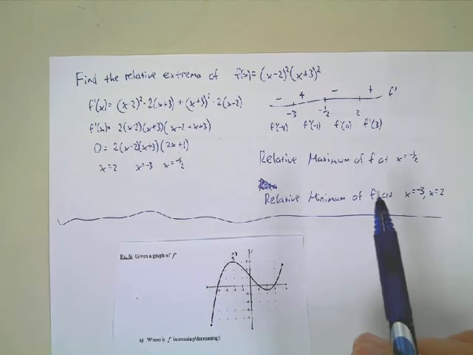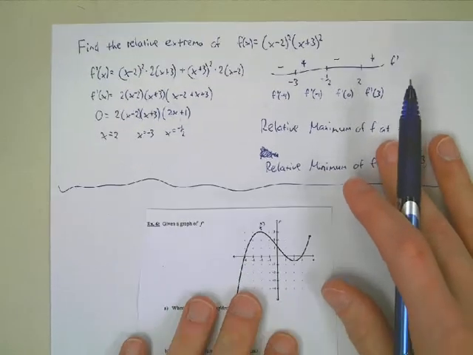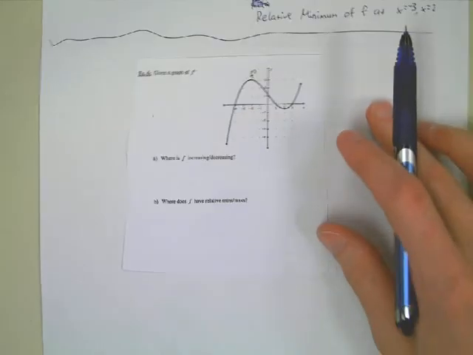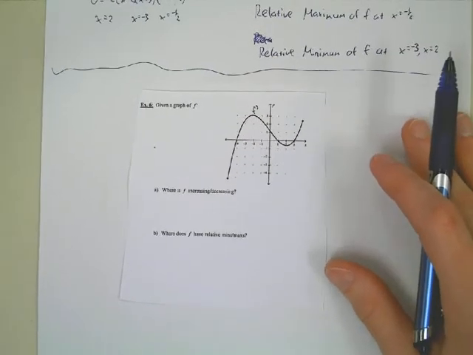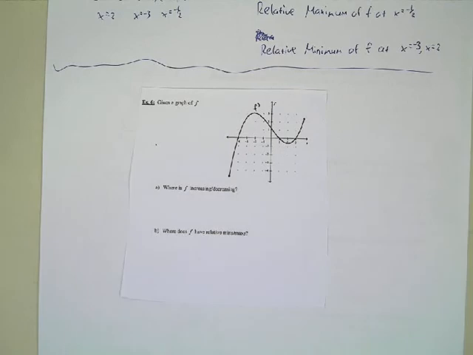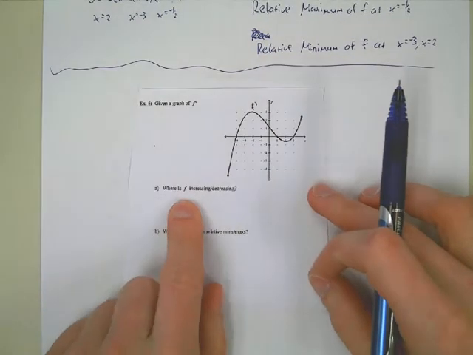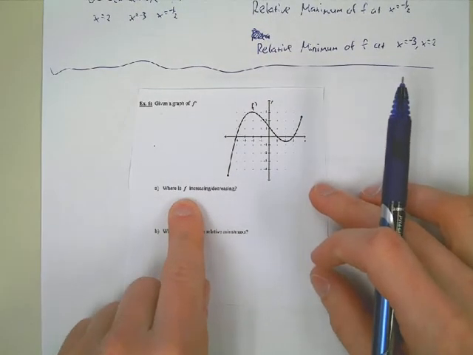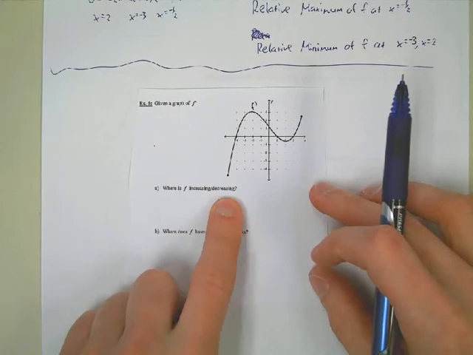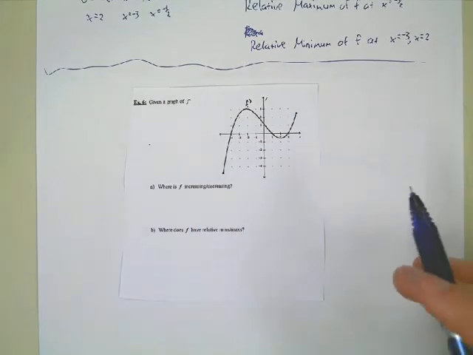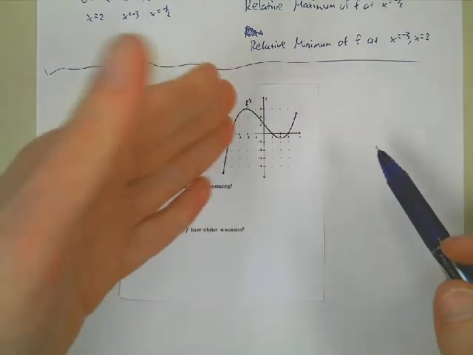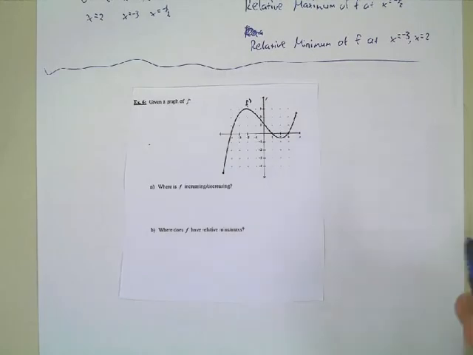Now, notice what we're given here. This is a graph of what? F prime. I'm asking you, letter A, where is F, not F prime, where is F increasing or decreasing? How are you supposed to do that? I've got a graph of F prime. How am I supposed to say anything about F? It's the slope. Where there are any negative values on F prime, that is going to be where F is decreasing. That's exactly right.